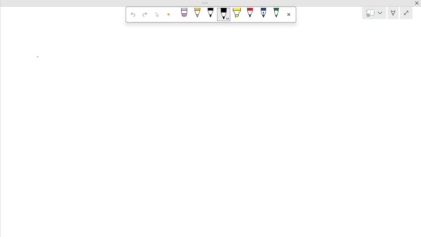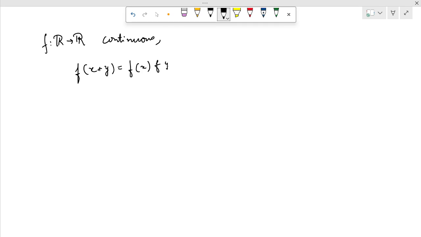Okay. So the question I asked was, we wanted to determine all the functions from R to R which are continuous and which follow the functional equation f of x plus y is equal to fx into fy. And it was given that f1 is greater than 0. So let me just do it all over again. The main concern was, I'll just address that concern and I'll move forward.